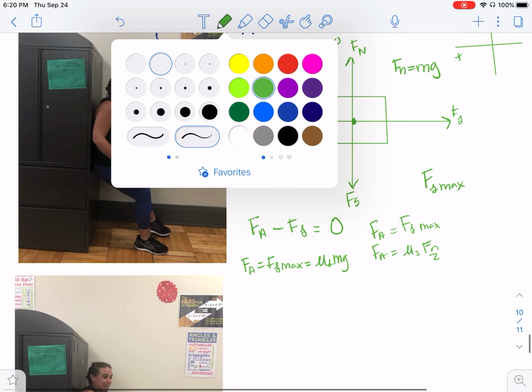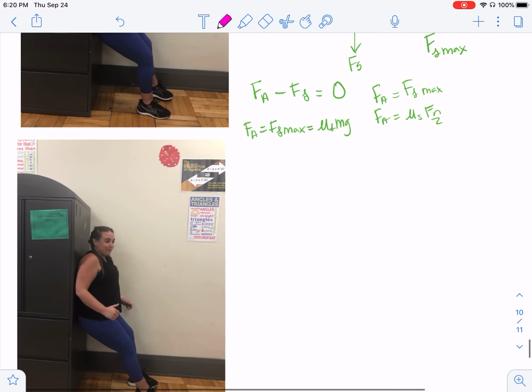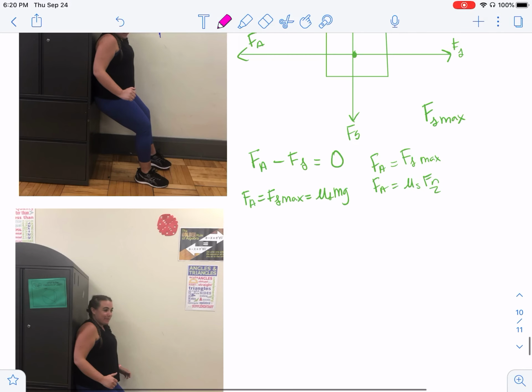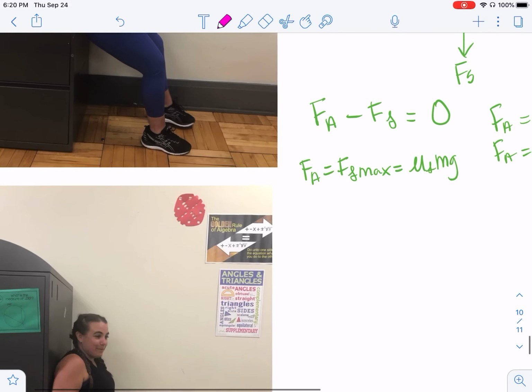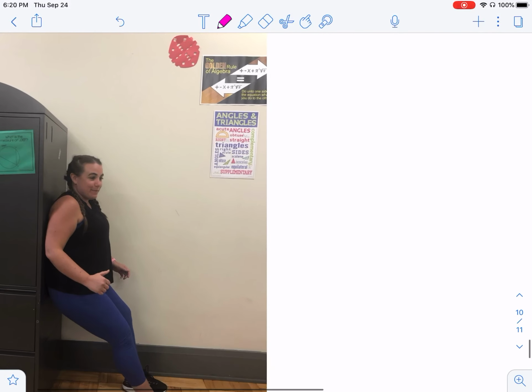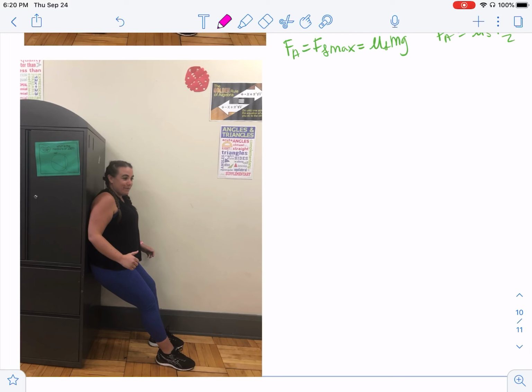But something really interesting happens after that. I'm going to make fun of myself here. You can see my face kind of moves. I go from the excited, oh my God, it's moving, into the relief stage. That is because once you actually start moving it, it kind of gets easier. So now we're going to do that free body diagram again.